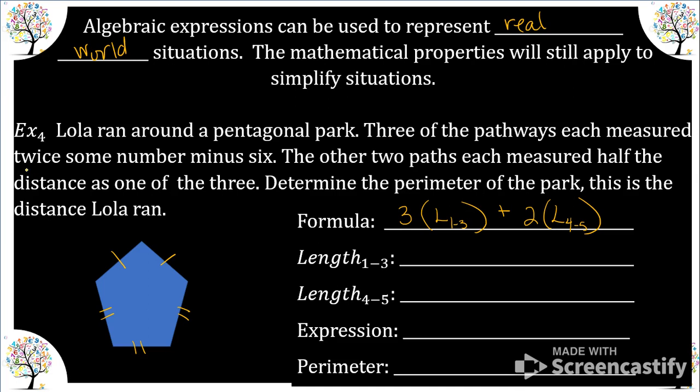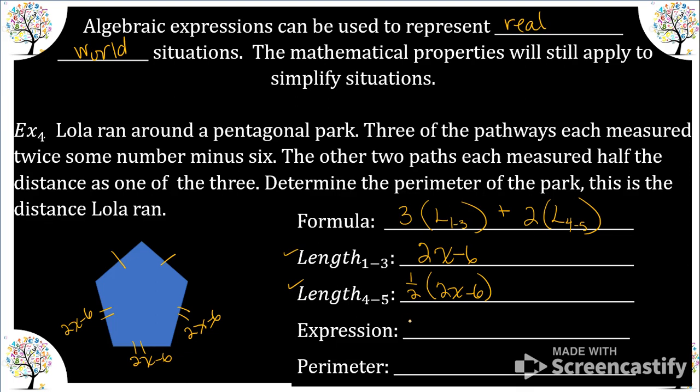3 of the pathways each measure twice some number. So twice some number x minus 6. So we have 2x minus 6, 2x minus 6, and 2x minus 6. The other 2 paths each measured half of this distance, so half of 2x minus 6. So we are going to say 1/2, and then we do have to use parentheses here because it's half of this difference.